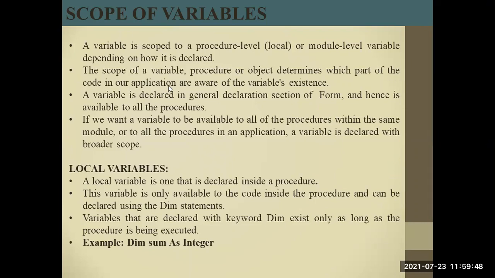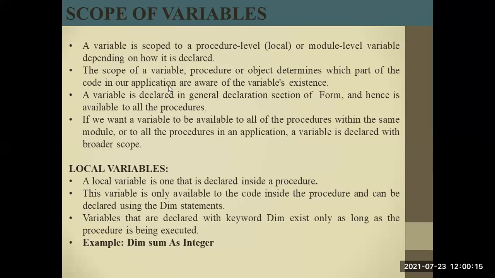Okay, so at the time of declaration, we also declare the scope of the variable. The scope of the variable is the procedure or object that determines which part of the code in our applications is aware of the variable's existence. So where the variable exists or where it does not exist, we can easily identify.